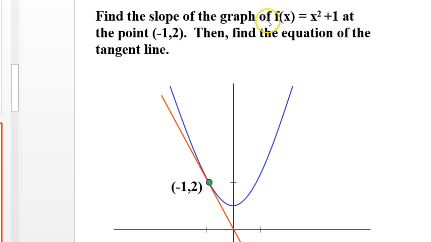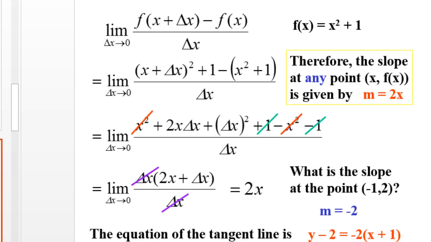So let's find the slope of the graph of f of x equals x squared plus 1 at the point -1, 2. Then find the equation. So we know we're approaching -1 and we're supposed to get 2 as an answer. Alright, so we plug everything in, we just set it up.